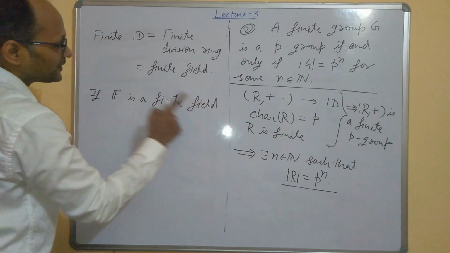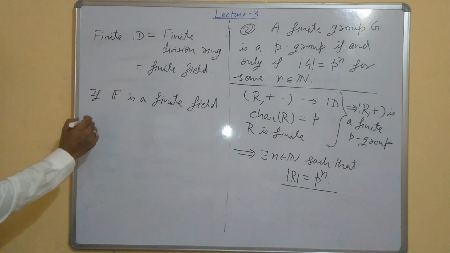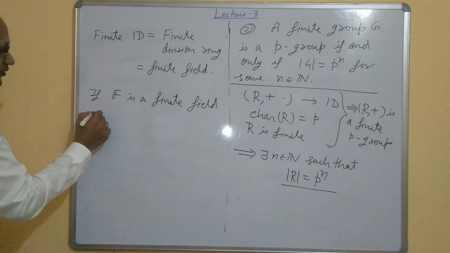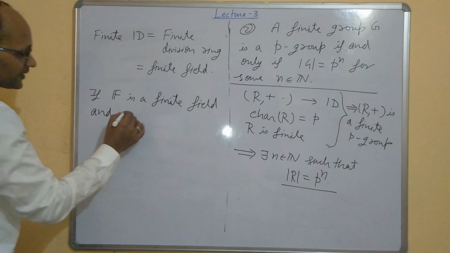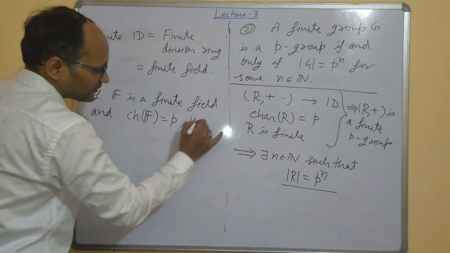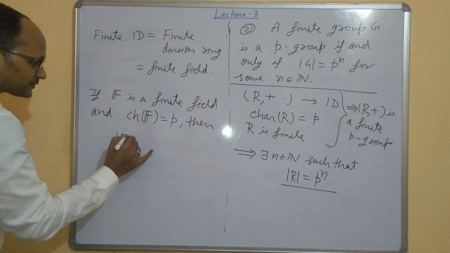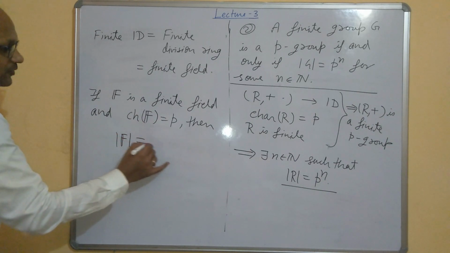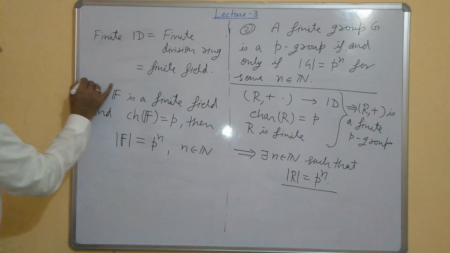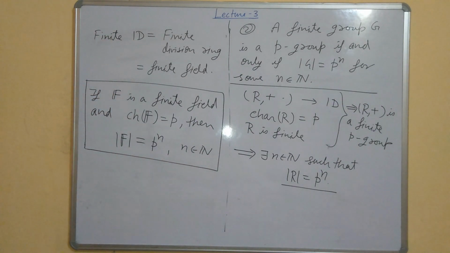Note one thing, that a field is always an integral domain. So if F is a finite field, then it is an integral domain, so it also has a characteristic, and if the characteristic of F is P, then the order of F is equal to P to the power n, where n belongs to N. So the order of any finite field is P to the power n for some n.